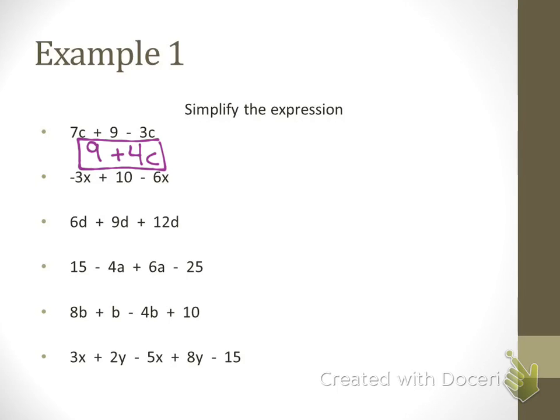Negative 3x plus 10 minus 6x. Again, I'm looking for my like terms. So find those like terms and try to combine them. Negative 3x plus 10 minus 6x. Yes. Negative 3x plus negative 6x. Okay, so combine them, guys. Simplify the term.